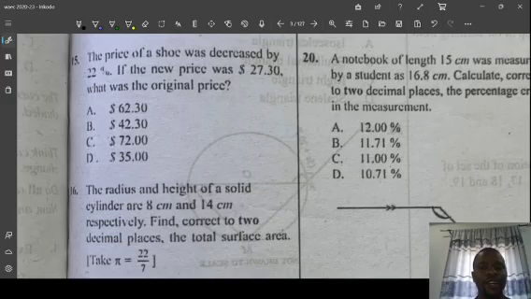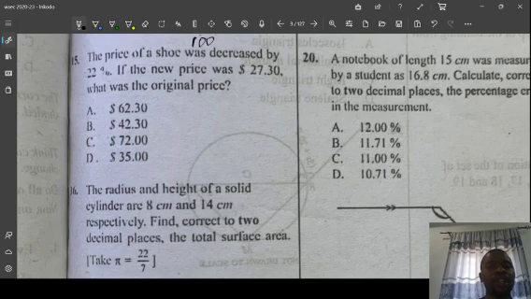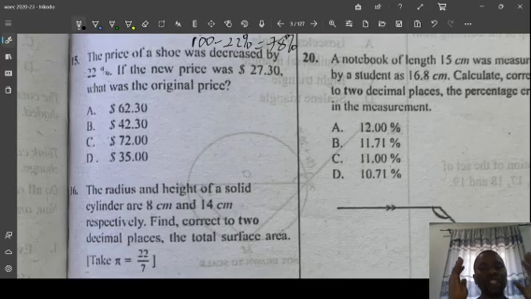Now let's look at this question on financial mathematics. So the price of a shoe was decreased by 22%. And then if the new price, this is question 15, if the new price was $27.30, what was the original price? Now we are told that the shoe's price was decreased by 22%. So what's that total decrease? That means the new price is 100 minus 22% of what it was. That means this new price is equals to 78% of the original price.